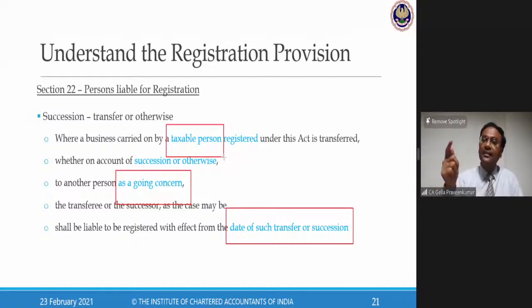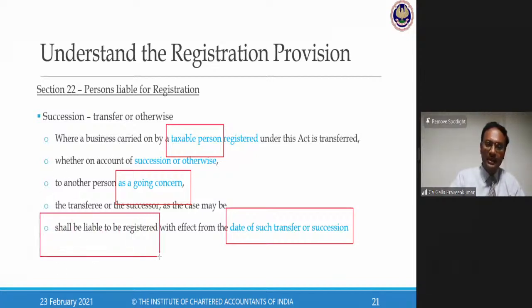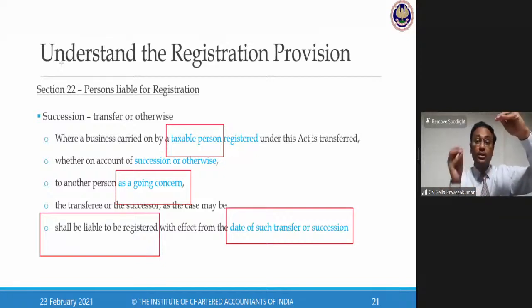Read this provision where it says, wherever there is a transfer on account of succession or otherwise, where the transferor is already a taxable person, already registered, and this business is transferred as a going concern to the transferee, then from the date of such transfer, the transferee shall be liable to be registered. This is what my section 22 talks about. So friends, please keep in mind, when we talk about this situation of succession, it is compulsory for the transferee to get registered under the GST law, irrespective of my threshold limit, irrespective of the turnover. The moment the transferor is registered, the transferee also has to be registered.